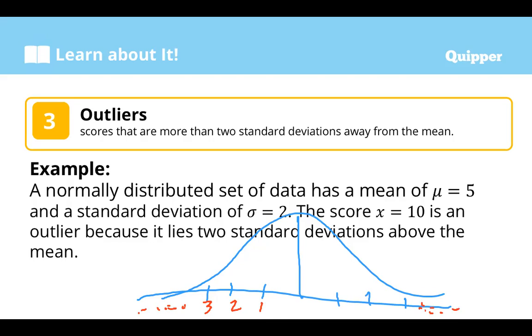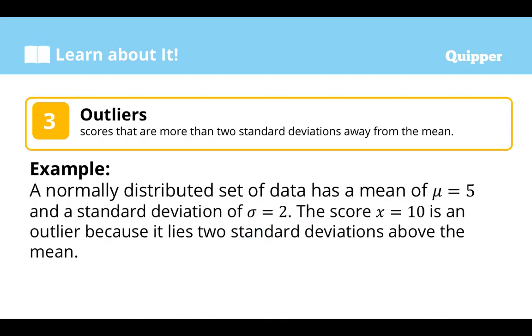Outliers. A normally distributed set of data has a mean of 5 and a standard deviation of 2. The score 10 is an outlier because it lies 2 standard deviations above the mean. So medyo malayo na yung 10 doon sa ating nasa gitna. Paano malalaman yon? Our first step para malaman kung above or below siya is we need to minus, or compare these two. Tama?